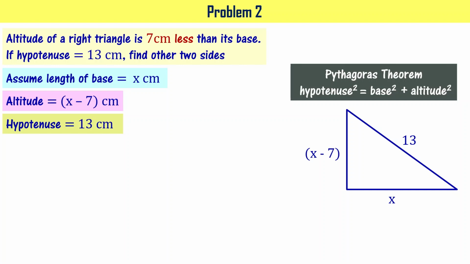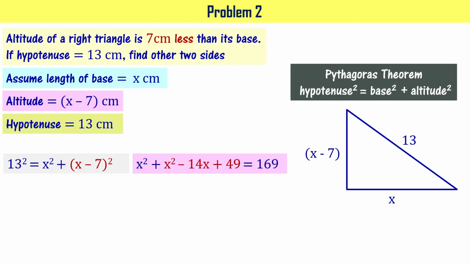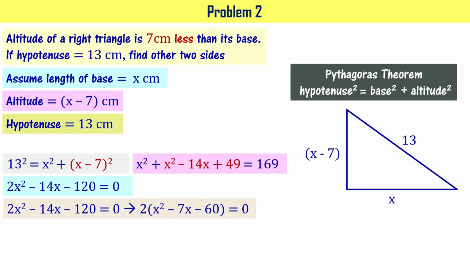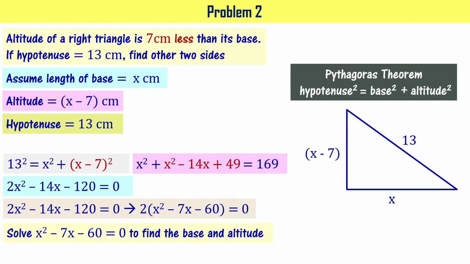We know the Pythagoras theorem that relates hypotenuse and the other two sides, right? Pythagoras theorem is stated as hypotenuse square equal to base square plus altitude square for this particular case, right? It means 13 square equal to x square plus (x minus 7) whole square. When you expand this and simplify, what you get is x square minus 7x minus 60 equal to 0 as the quadratic equation. It means we have to solve x square minus 7x minus 60 equal to 0 to find the base and altitude of the given right triangle.